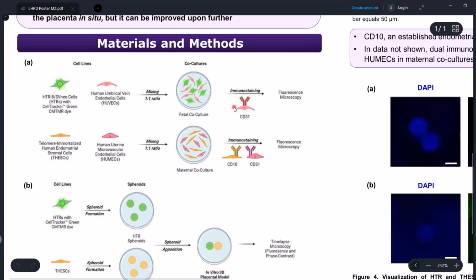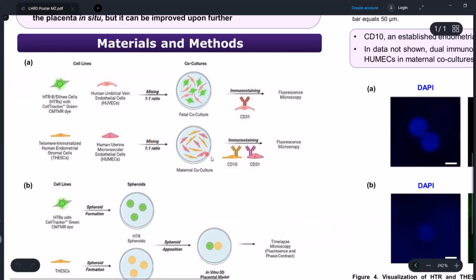CD31 is an endothelial cell marker and should be present in our HUVECs. These fetal co-cultures were immunostained for CD31 and examined under a fluorescence microscope. For our maternal component, we designated telomerase-immortalized human endometrial stromal cells, or THUs, for the endometrial stroma. To represent the maternal vasculature, we chose to use human uterine microvascular endothelial cells, or HUMECs. We mixed the THUs with the HUMECs in a 1-to-1 ratio.